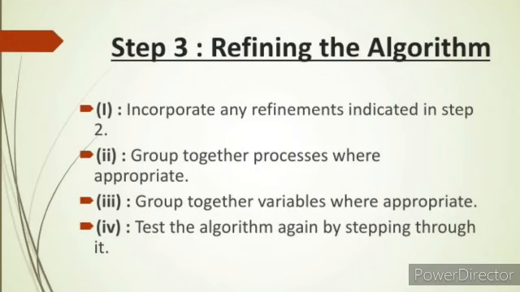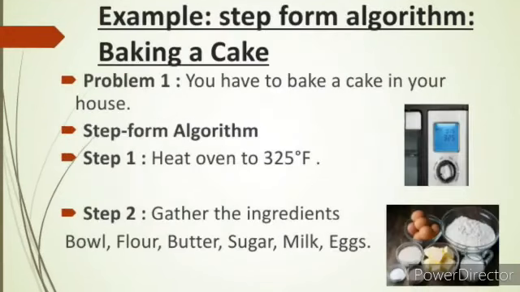And here is an example of step form algorithm, which is baking a cake. Problem 1. You have to bake a cake in your house. Step form algorithm. Step 1. Heat oven to 325 degrees Fahrenheit. Step 2. Gather the ingredients: bowl, flour, butter, sugar, milk, eggs.